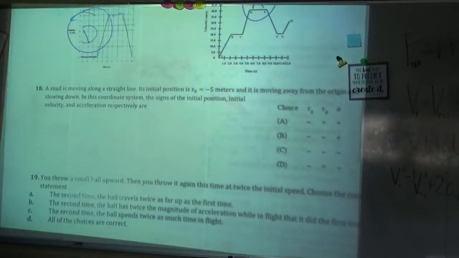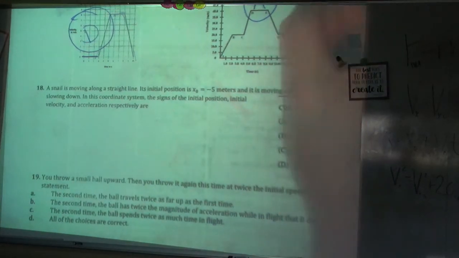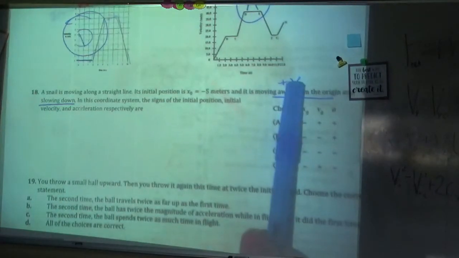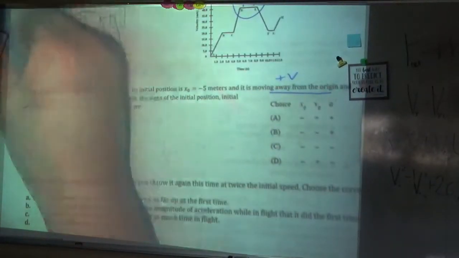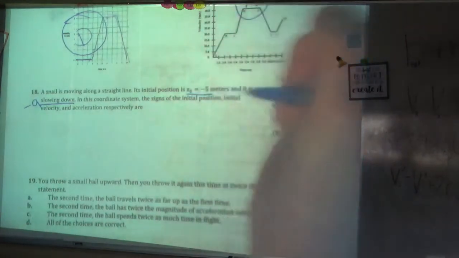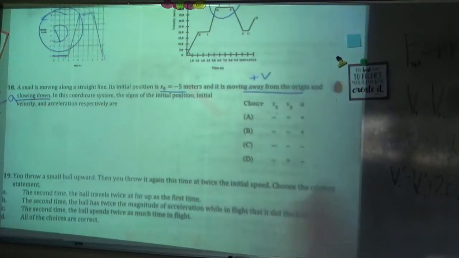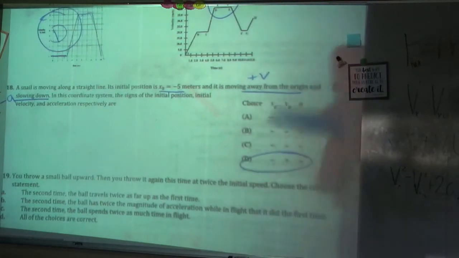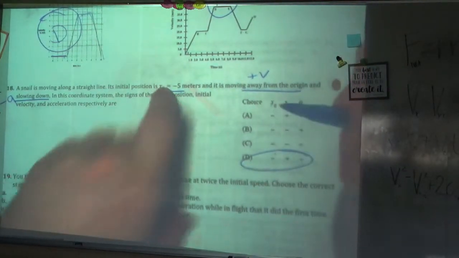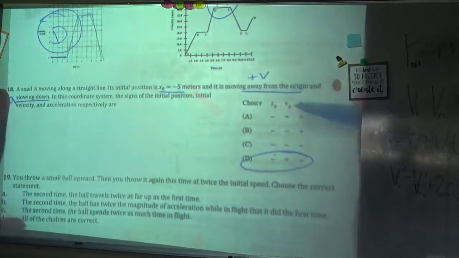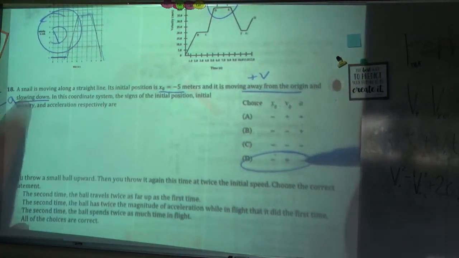A snail is moving along in a straight line. Its initial position is -5, is moving away from the origin, so that's the positive velocity. And then slowing down means opposite sign of the velocity, which means negative acceleration. And it told me x naught was negative, so I should have negative, positive, negative. So your answer is D. Negative position at the beginning, positive initial velocity because it's moving away, and then negative acceleration because these two have to be opposite if it's slowing down.